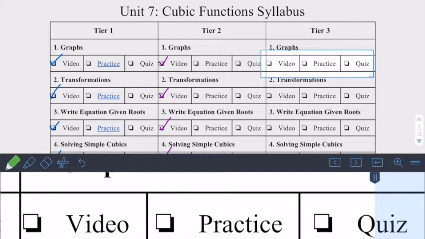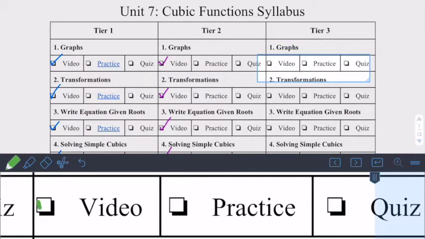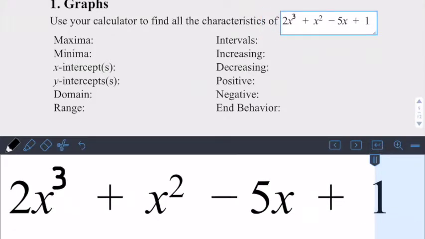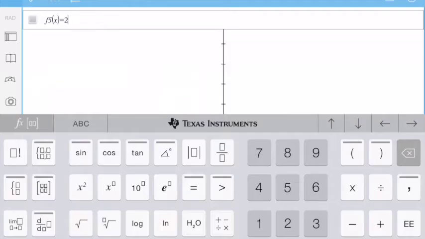This is Tier 3, Lesson 1, Graphs. So I want to use my calculator to find all these characteristics of this quadratic.